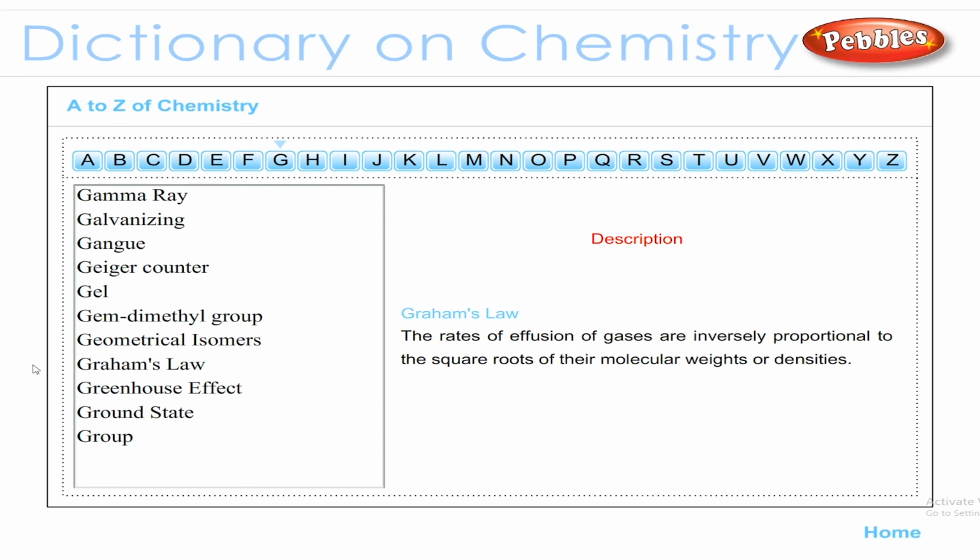Graham's law. The rates of effusion of gases are inversely proportional to the square roots of their molecular weights or densities. Greenhouse effect. Trapping of heat at the surface of the earth by carbon dioxide and water vapor in the atmosphere.